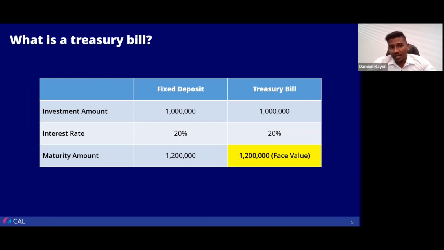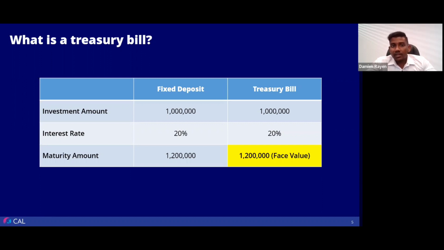But when it comes to a treasury bill, it is still exactly the same, but we use a different terminology. How it works is when you're buying treasury bills, we speak in terms of face value. Face value is exactly the same as the maturity amount. So when you're buying treasury bills, you need to decide what exactly is the maturity amount that you want to receive. To receive that maturity amount at the given interest rate, we will tell you how much you need to invest.